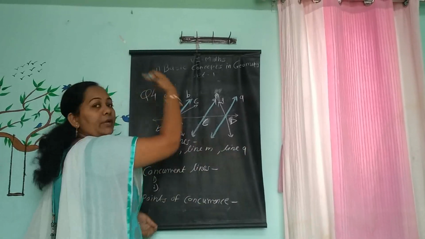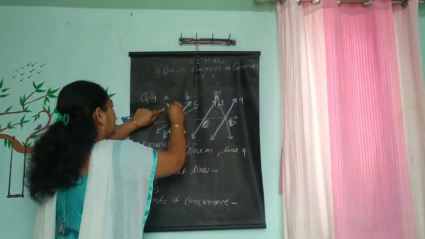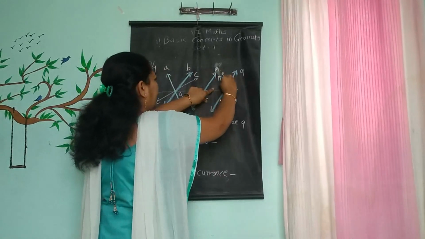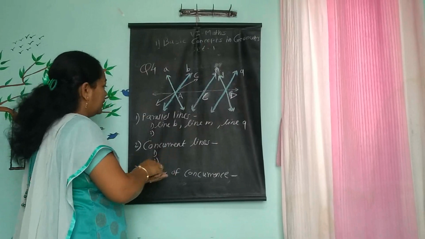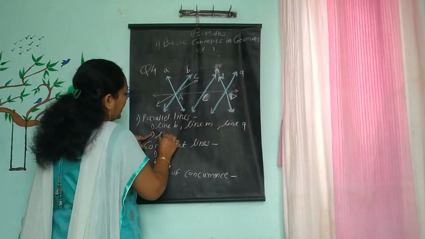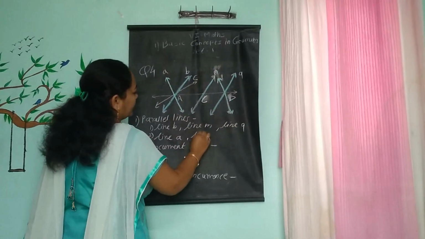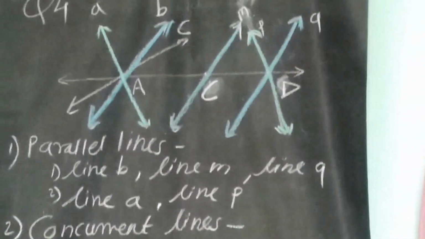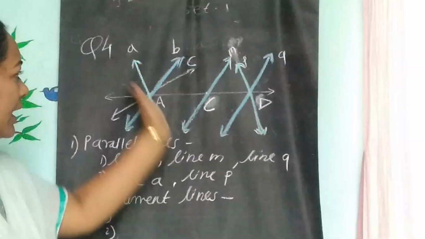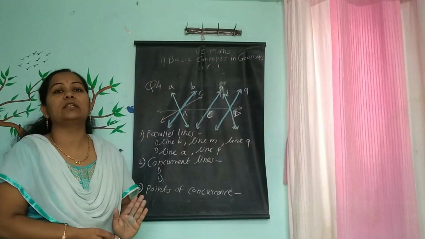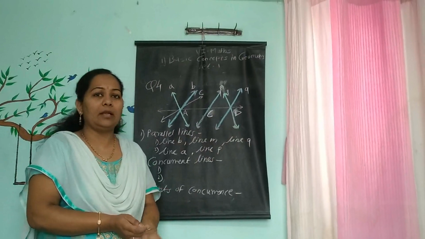Now the second group in the opposite direction, this one, line A and line P. These are also parallel lines in this direction. So we have to write them: line A and line P. So there are 3 lines parallel in this direction and 2 lines are parallel in this other direction. So these are the 2 answers of parallel lines. Hope you understand.